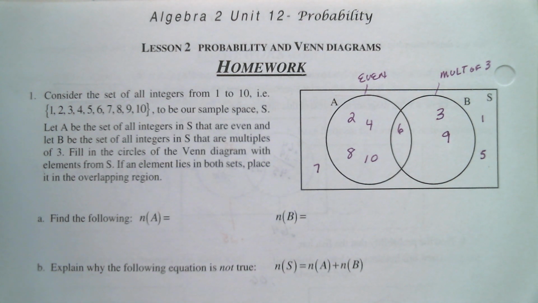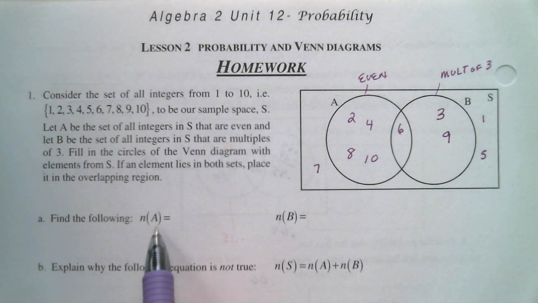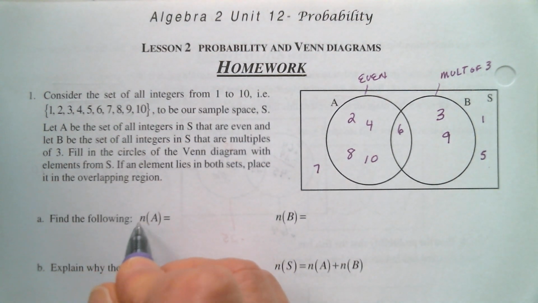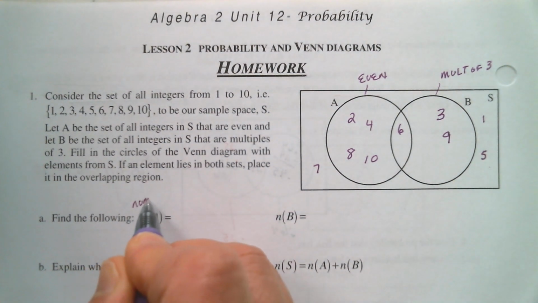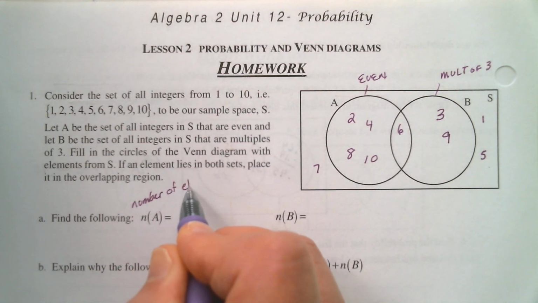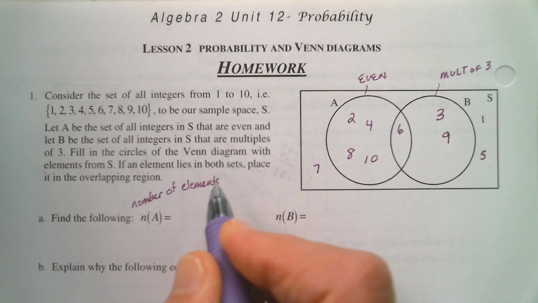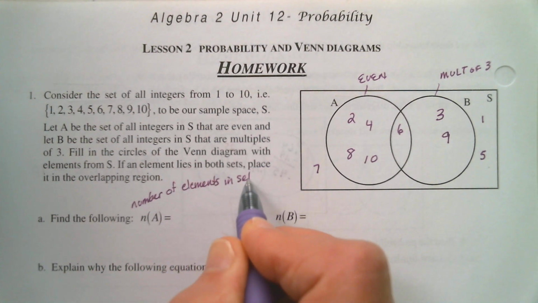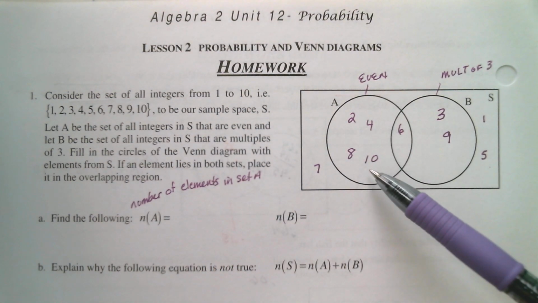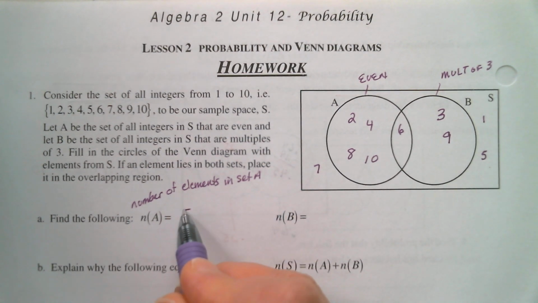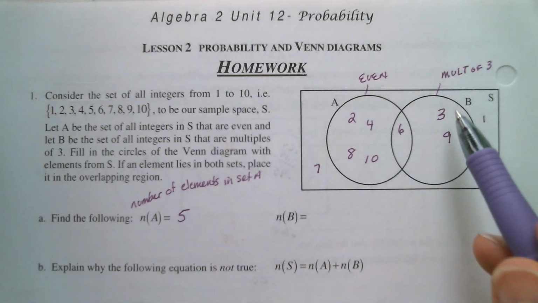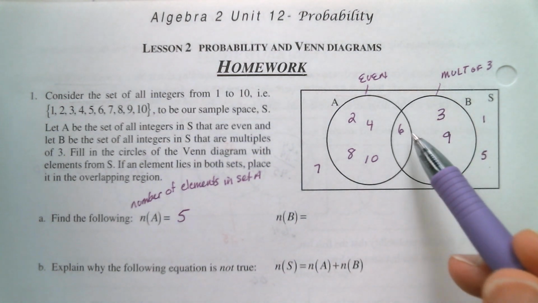Okay, find the following. This stands for number of elements in set A. So again, the lowercase n stands for the number of elements in set A. So that is 1, 2, 3, 4, 5. The number of elements in set B, 1, 2, 3.